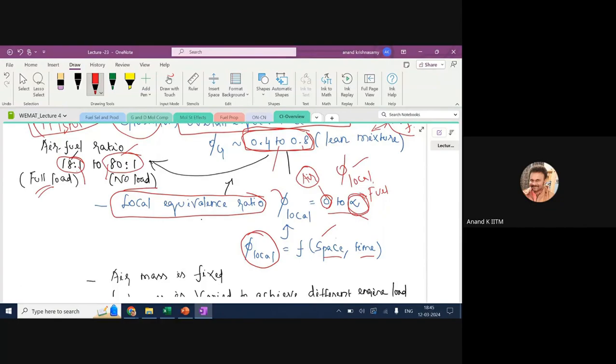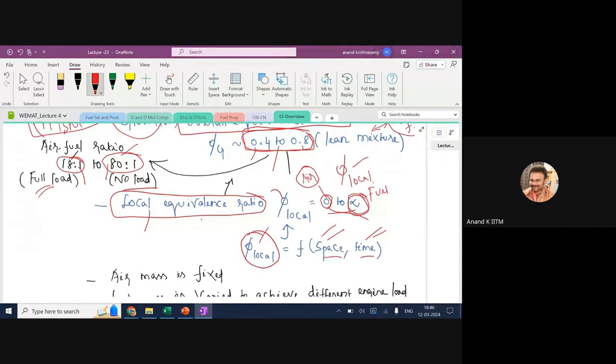There will be a distribution of Phi value. It varies anywhere between 0 to infinite. It's also a function of time. Time here in terms of crank angle. At different crank angle instants, you will have different values of local Phi. So Phi local is a variable which is a function of location inside the cylinder, and it's also a function of time in terms of crank angle. Okay, so phi local is variable, and this is where you have a problem because the pollutant formation is dependent on local phi rather than on global phi.